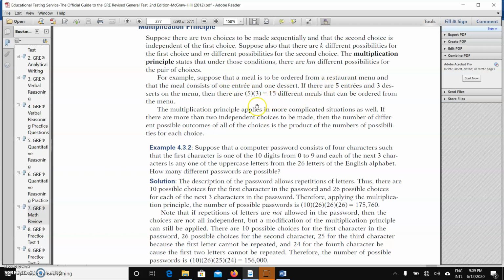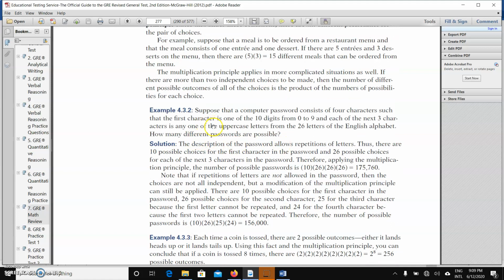So this is a background, a foundation that they are giving you for you to understand probability, because we are going to talk about probability next. You understand? So you have to understand this multiplication principle.